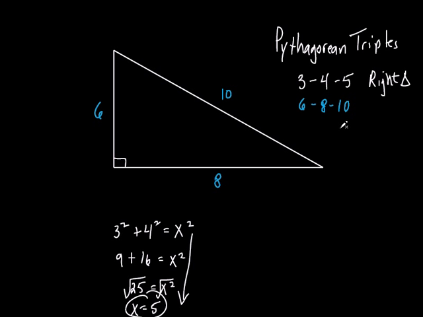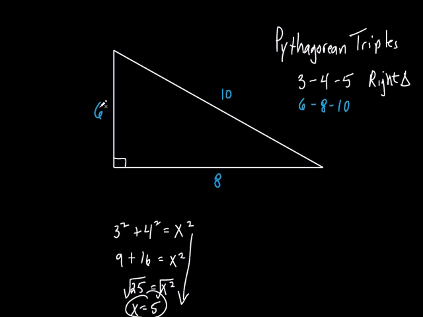Now, you don't have to memorize a whole bunch of these, but you can see if you have different factors involved right here, sometimes it reduces down to a 3, 4, 5 triangle, right? It's a larger triangle. This would be larger than 3, 4, 5, but it's in the same ratio, and it's just bigger by a factor of 2. That can be very, very helpful sometimes.